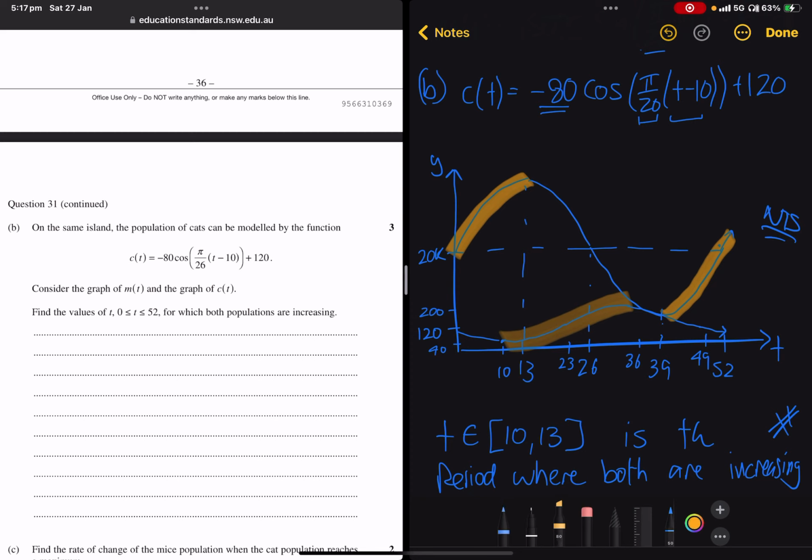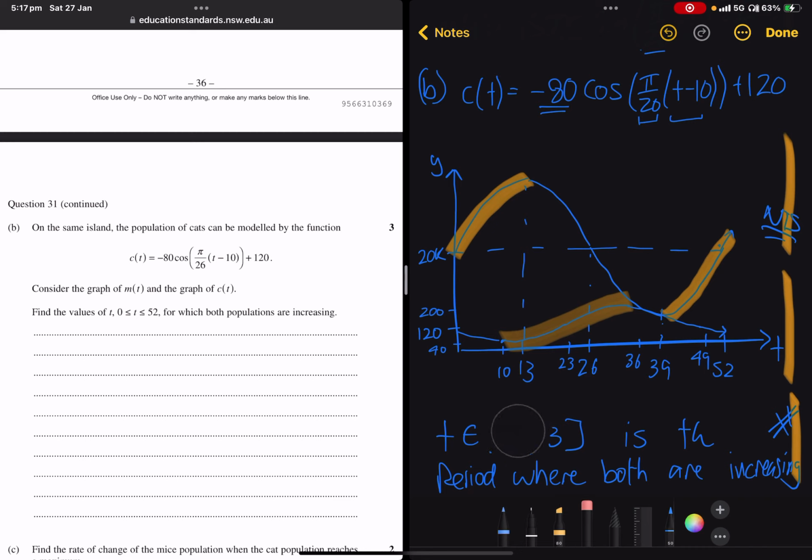So this is 3 marks. You will get 1 for some working that gets you towards an answer. In this case, the graphing of one function will get 1, the graphing of a second function will get the other, and then a correct statement of the range within which both populations are increasing. So in this case, it's between 10 and 13.